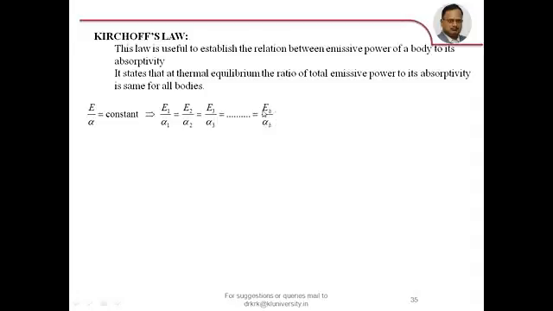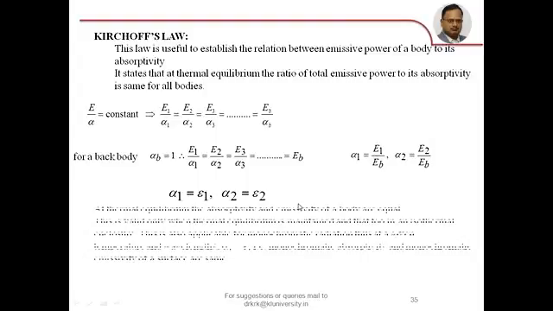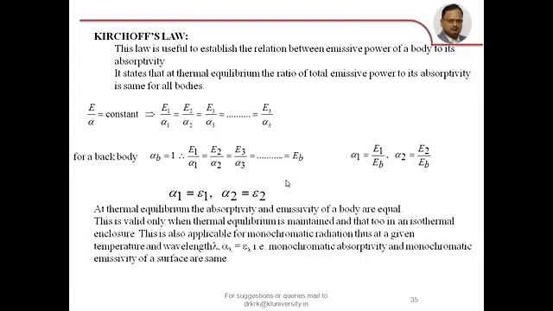EB is the emissive power of a black body, that is, the environment is a black body, and alpha B, the absorptivity of a black body, is 1. Therefore, when it is 1, you will get EB. So E1 by EB is called emissivity, which is equal to alpha 1. So alpha 1 is E1 by EB, alpha 2 is E2 by EB, alpha 1 is equal to epsilon 1, alpha 2 equal to epsilon 2, etc.